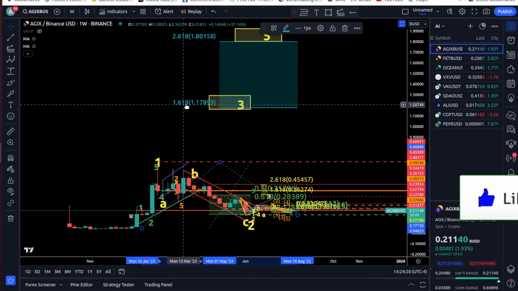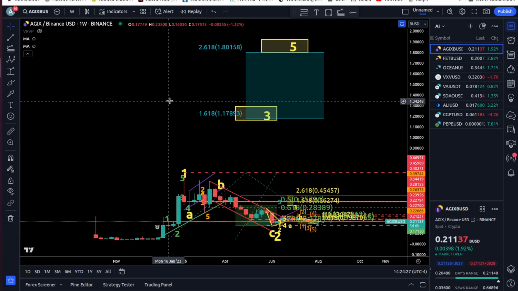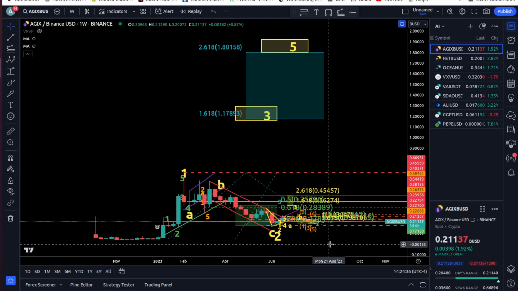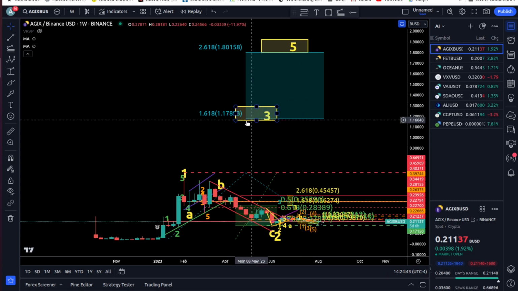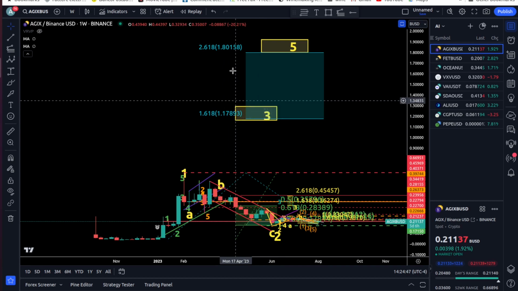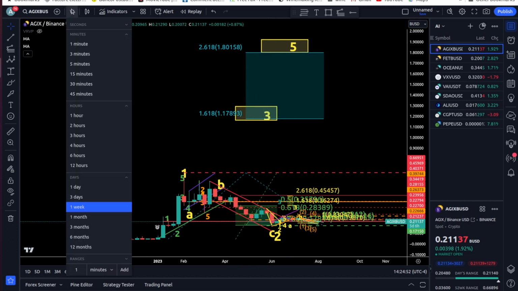So Agix, before I go and dig deeper, I'm just going to point out what would be the long term for Agix if everything goes well. So this was the wave one. If I take that, our second wave low was 17 cents 150. The third wave should bring us somewhere around $1.17, 1.18, and the fifth wave around $1.80. So there you go for the long-term count.